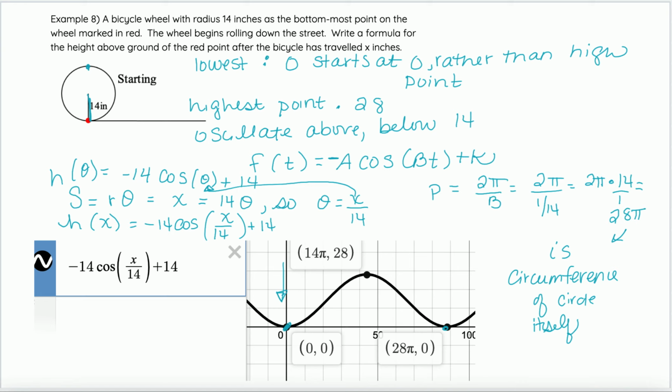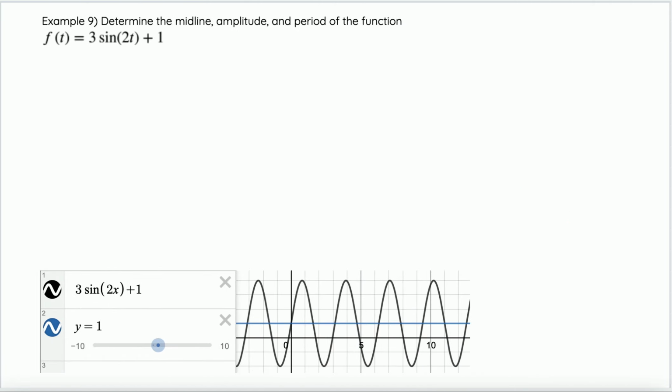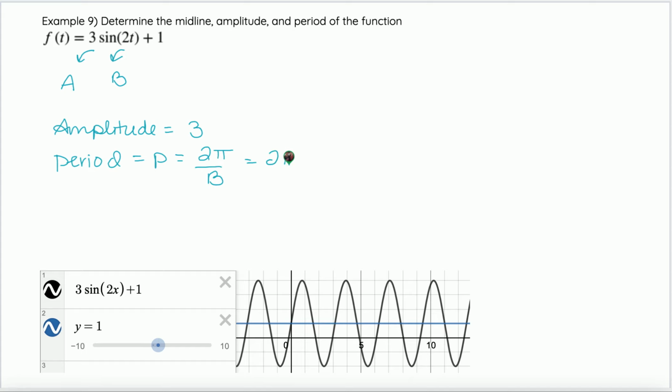Let's wrap it up with one more example here. Determine the midline, the amplitude, and the period of the function. So it's already written in standard form. We know that first value is our A value, so the amplitude is 3. We know our B value, which can help us find the period. We can find the period of this particular sine function by saying P is equal to 2 pi over B, or 2 pi over 2, so the period is pi. And we know our K value, which is the midline. So the midline is y equals 1.